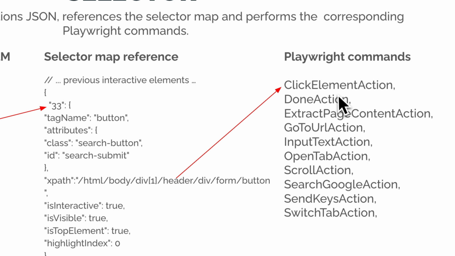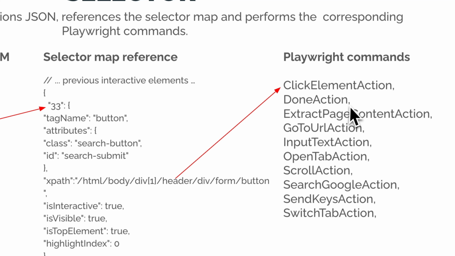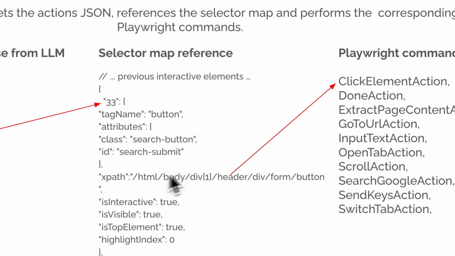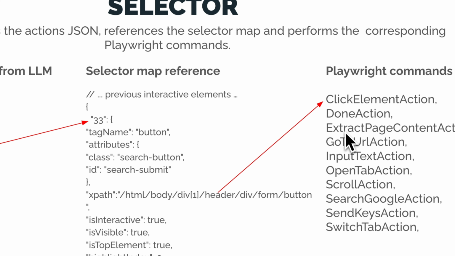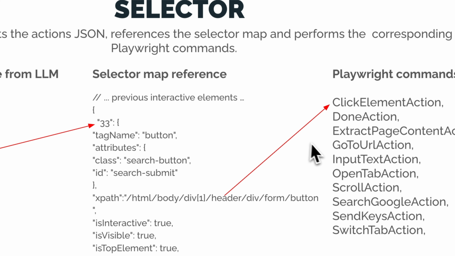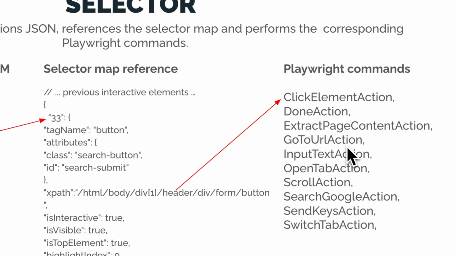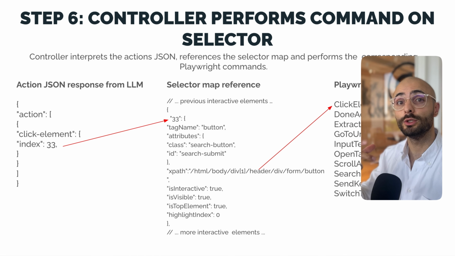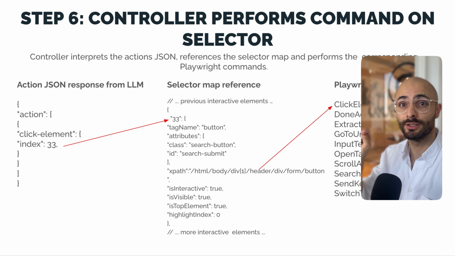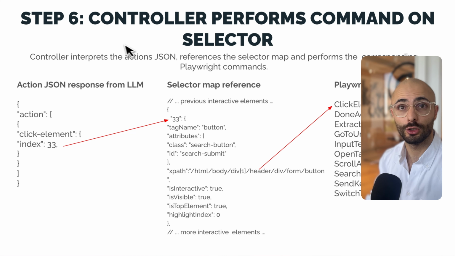So you can see there's a whole bunch of Playwright commands. There's the done action. When done is called, remember over here, we had done. If that one's called, it runs this Playwright command. If go to URL is called, it runs the go to URL action. So that's basically how the language model knows which elements to click on and how it then gets performed by the controller.